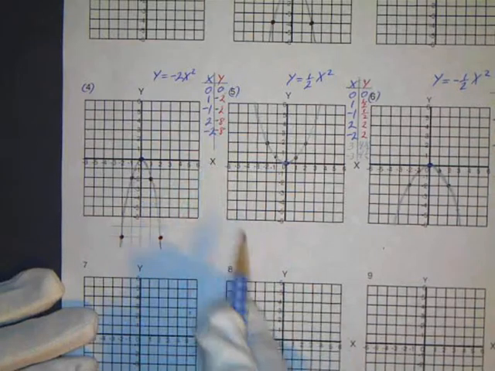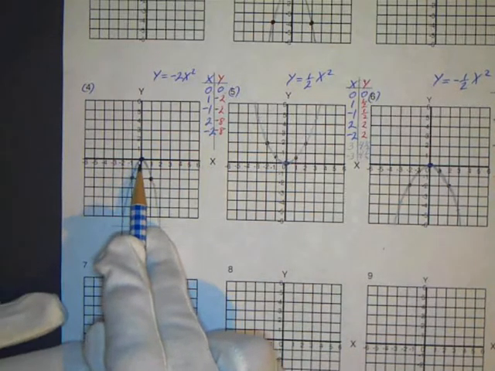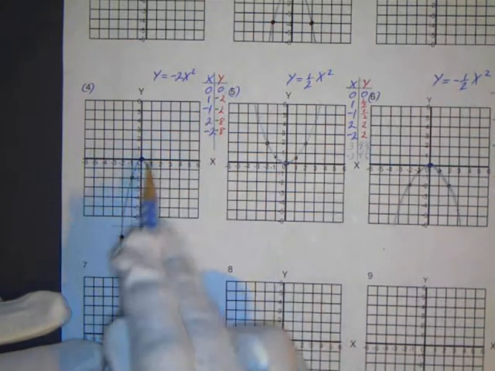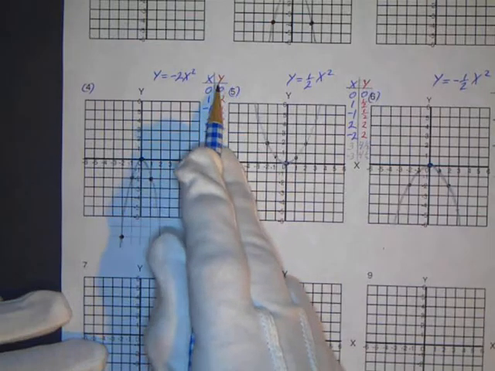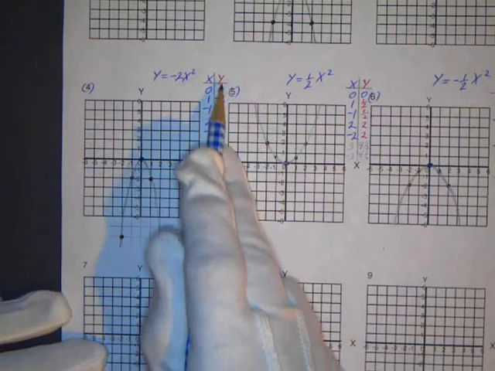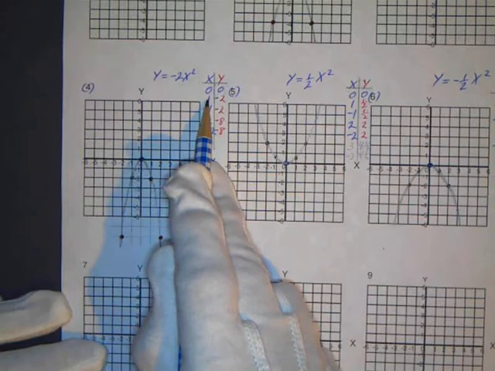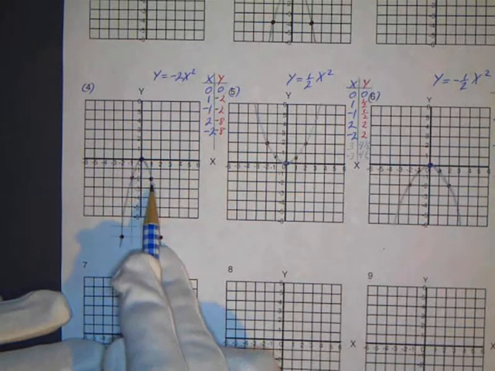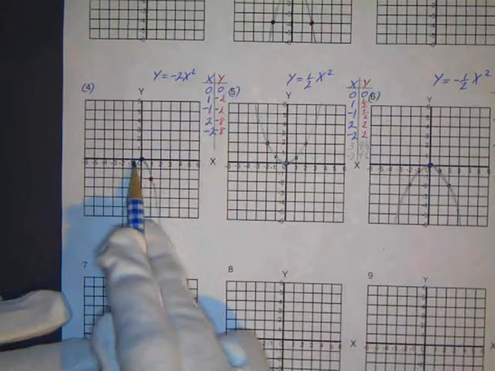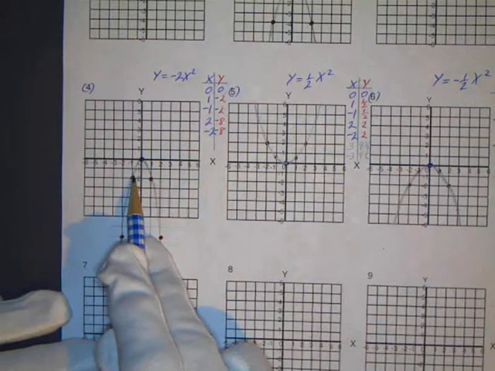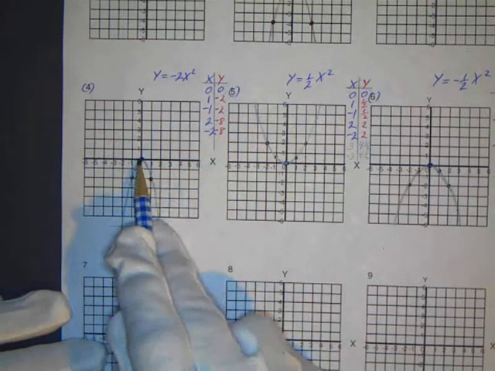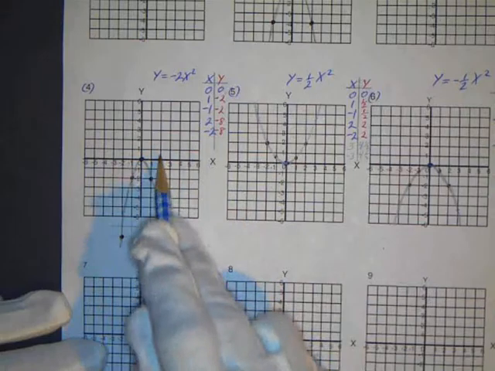So again, my vertex is at 0, 0. So I go 1 to the right, and y is negative 2, so that means I'm going to go down 2. This is my vertical. So my horizontal move is positive 1, my vertical move is negative 2. Horizontal move is negative 1 or 1 to the left and down 2. Horizontal move is positive 2, vertical move is negative 8, so I go down 8.